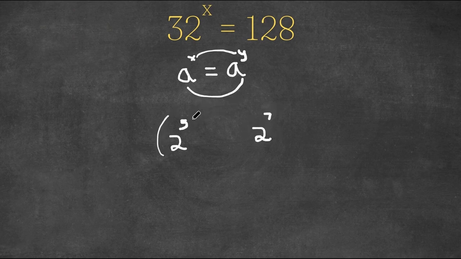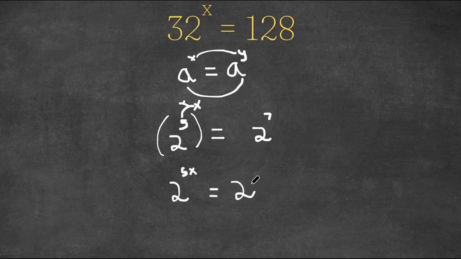And 2 to the power of 5 would be to the power of x, because we're replacing 32 with 2 to the power of 5. And this is equal to 2 to the power of 7. Now, when we have something like this, we multiply the exponents, because 2 to the power of 5 to the power of x is the same thing as 2 to the power of 5 times x. And 5 times x is 2 to the power of 5x, and this equals 2 to the power of 7 still.